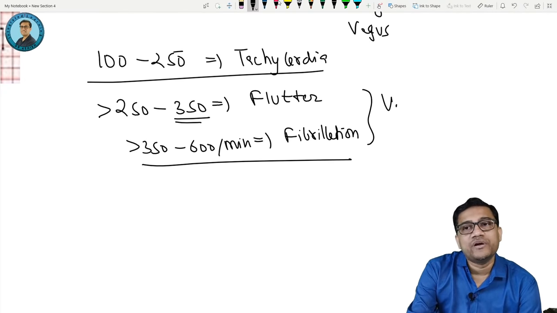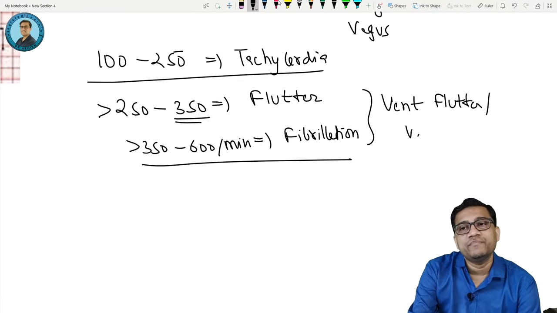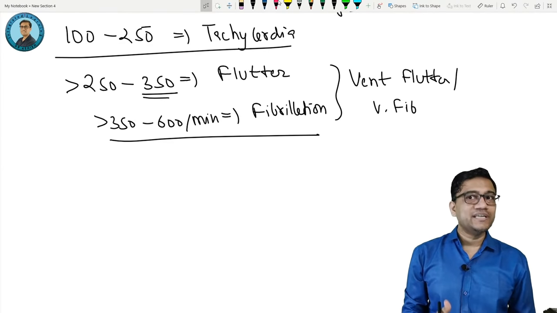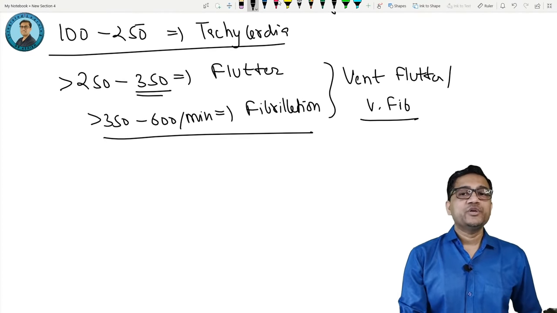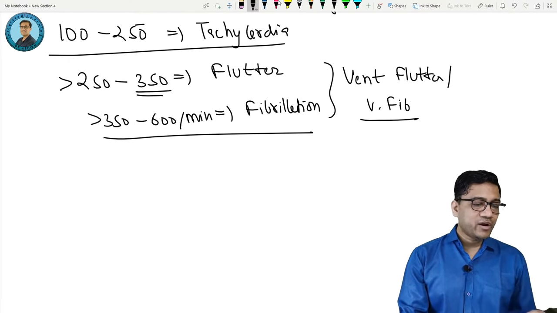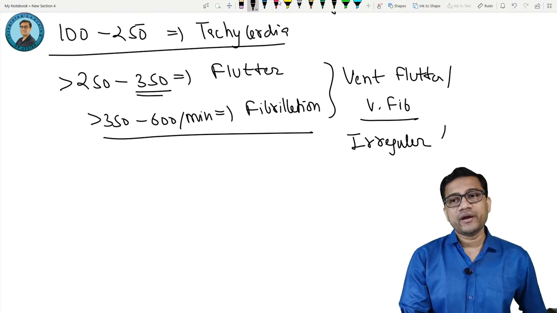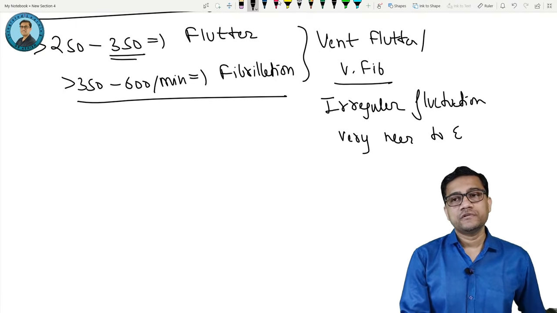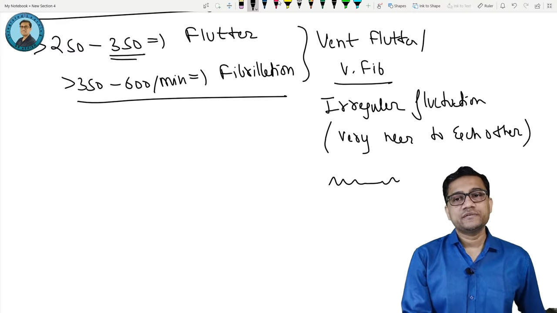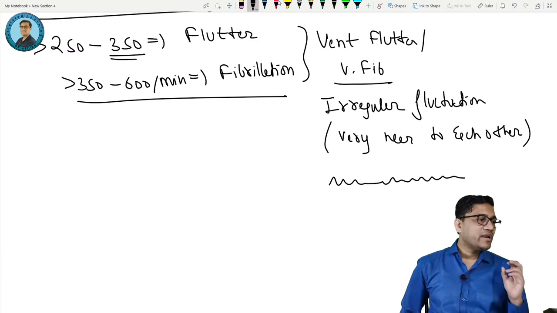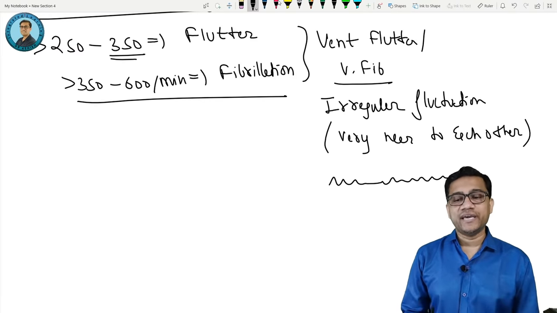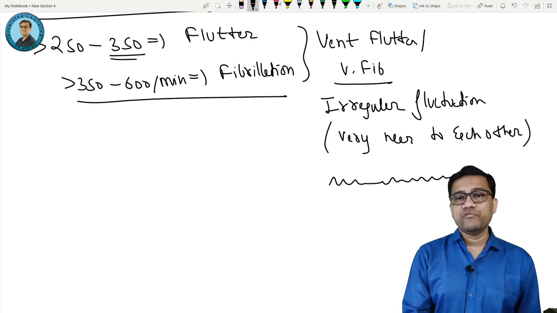Now if these are ventricular, ventricular flutter or ventricular fibrillation, technically they both are dangerous. In fibrillation the heart is not able to pump, so they are dangerous conditions and we should not wait for them. You have no recognizable activity, you just see irregular fluctuations very near to each other. There is no P, no QRS, no identifiable waves, just noise-like disturbance.